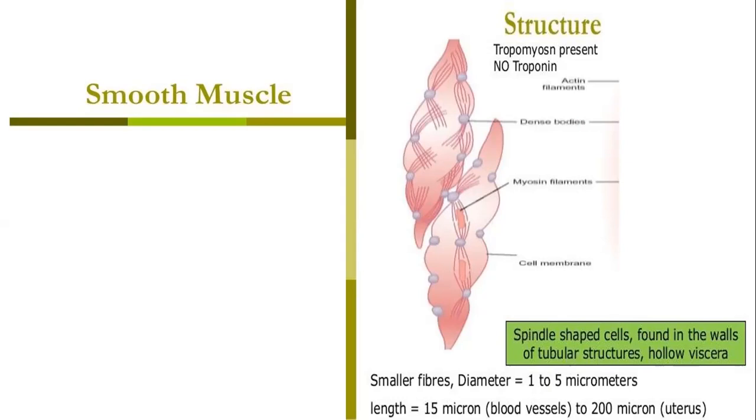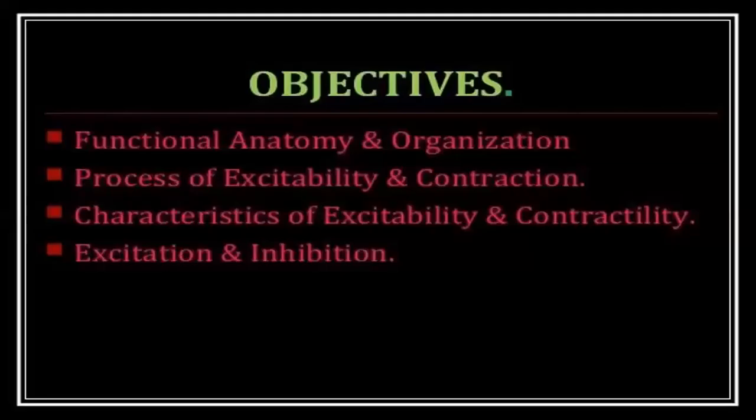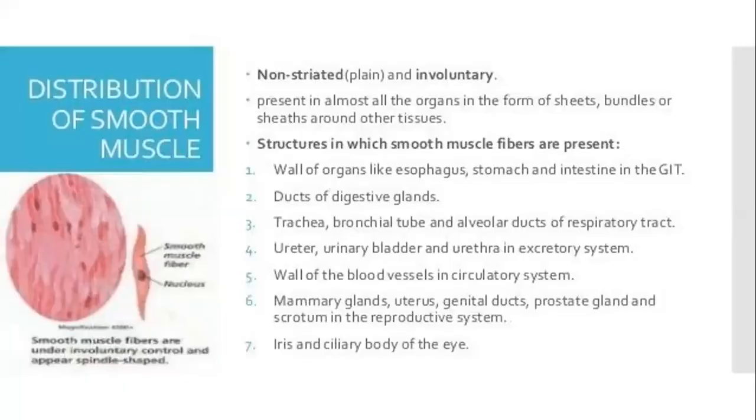Sarcoplasmic reticulum is present, but it is less extensive than seen in the skeletal or cardiac muscle. Smooth muscles contain few mitochondria and depend to a large extent on glycolysis for their metabolic needs. So we will learn about functional anatomy and organization of smooth muscles, the process of excitation contraction, characteristics of excitation and contraction, and about the excitation and inhibition of smooth muscles.